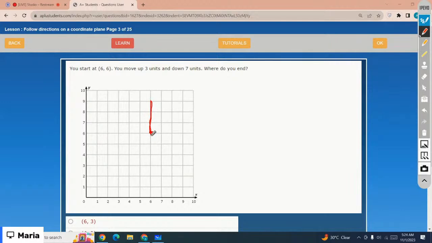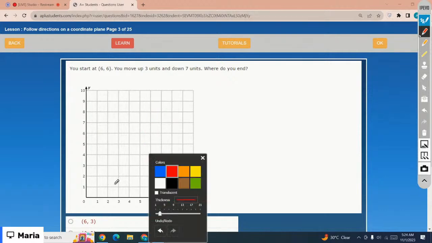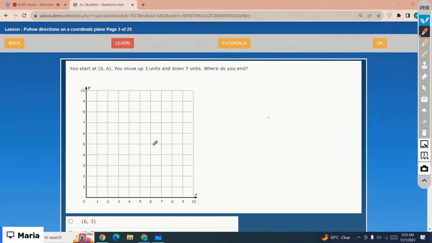1, 2, 3, 4, 5, 6, 7. So you move here. You end up here, right? So the correct option is 6, 6. Move up 3 units, 1, 2, 3, and move down 1, 2, 3, 4, 5, 6, and 7. So here you have the coordinates x is 6, y is 2. So the coordinates are 6 and 2. Right? The correct option is the second option. Very good.